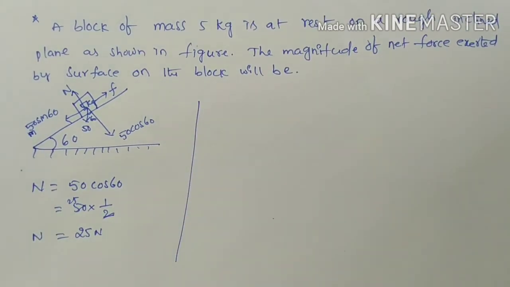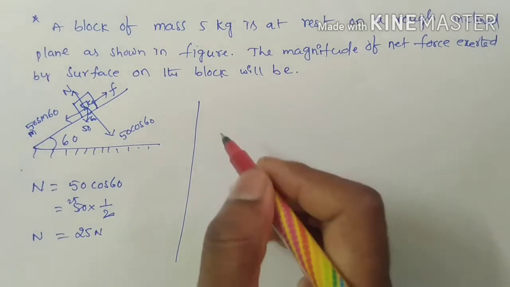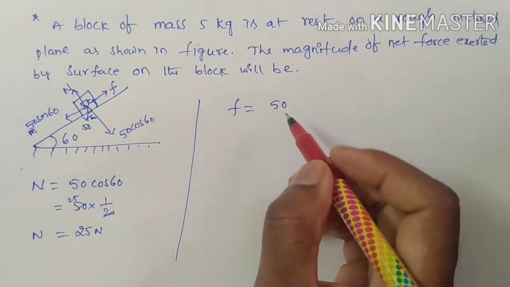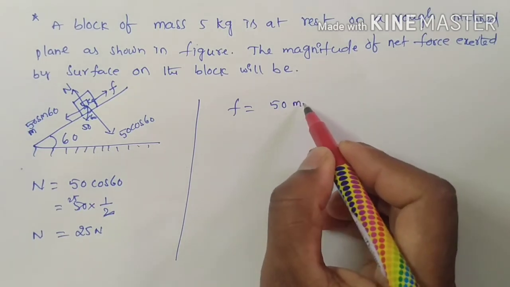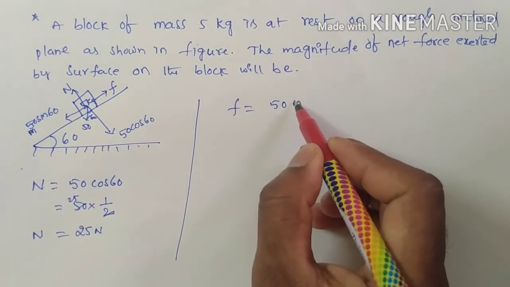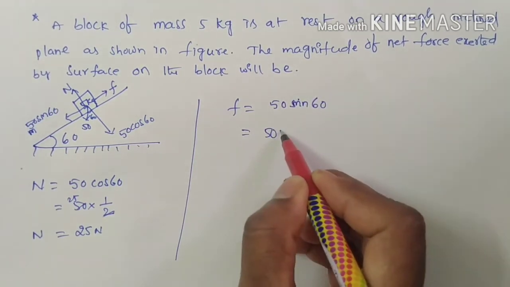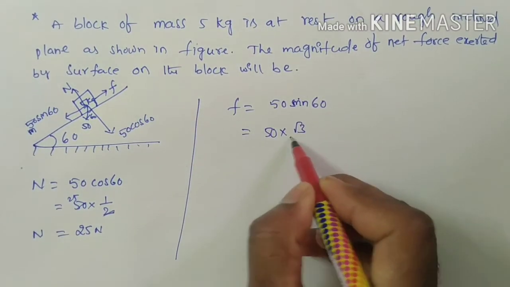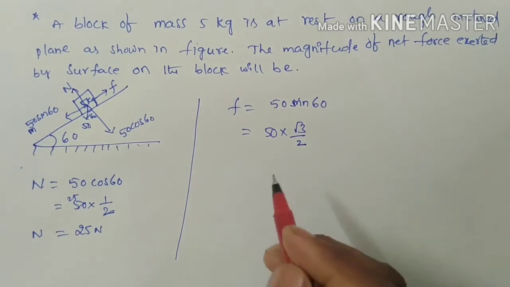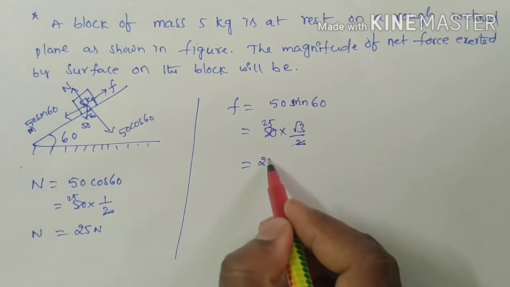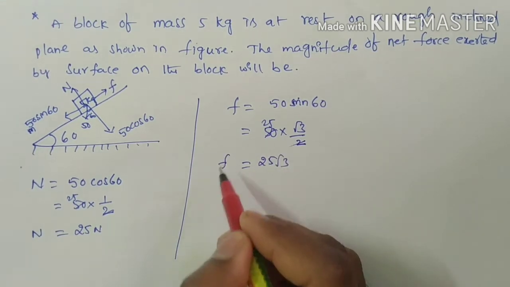Okay. Next, we need to calculate the frictional force. Frictional force means F is equal to 50 sin 60, so that is equal to 50 into sin 60. Sin 60 can be written as root 3 by 2. So now 2 ones are 2, 25 root 3. That is equal to the frictional force.